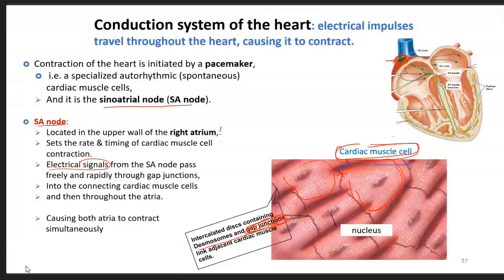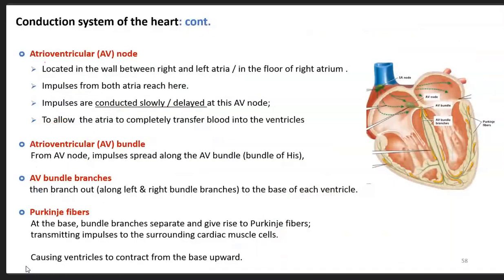From the SA node, the electrical impulse will travel through the wall of the atrium and cause the atrium to contract. This impulse will reach the next node, which is the AV node, the atrioventricular node. You have to know the location of this node. The AV node is located between the walls of the right and left atria. Specifically, it is in the floor of the right atrium.